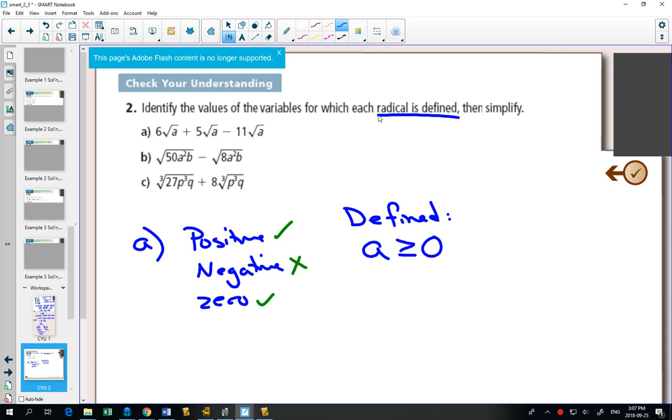Remember, the word defined is really asking where is it possible, and it's asking for the domain of the equation. What a values are possible. Now that we figured out it's defined, can we simplify this? They're already written as mixed radicals. Are they like radicals? Yes, because they're all square roots of a. So if I have 6 square roots of a plus 5 square roots of a, 11 square roots of a minus 11 square roots of a, all right, nothing left.